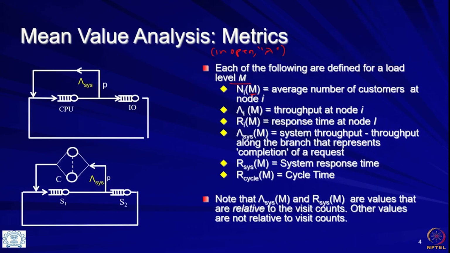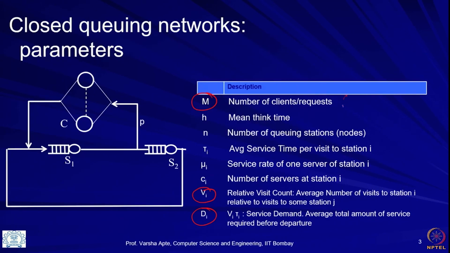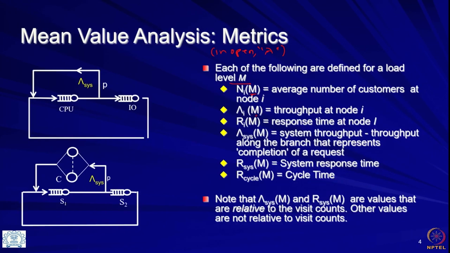N_i(m) is the average number of customers at node i, and lambda_i(m) is the throughput at node i. Everything here is at load level m, meaning the number of clients or requests. This is also called the load level, because of course when m increases, load increases. So it is like a level of the load, which is why we often call it the load level.